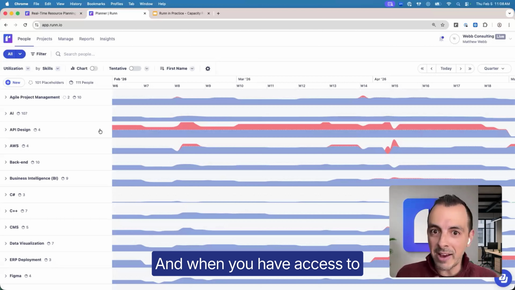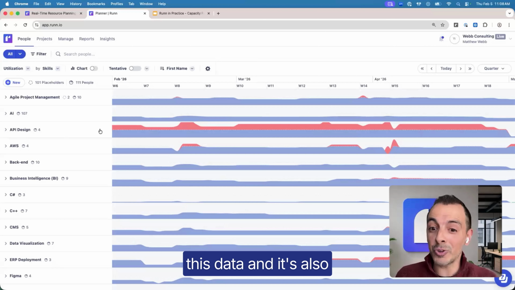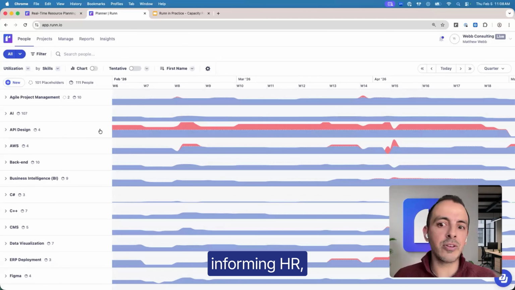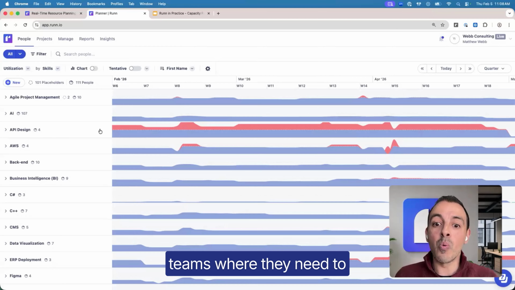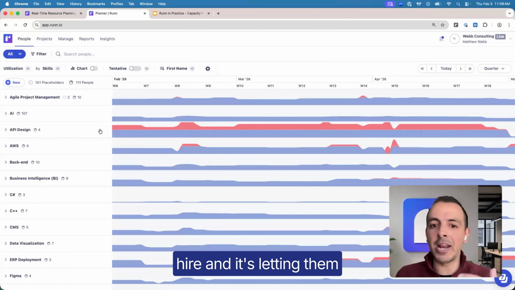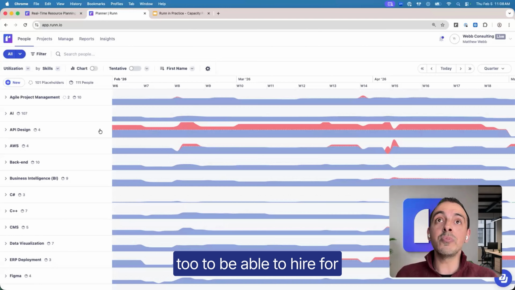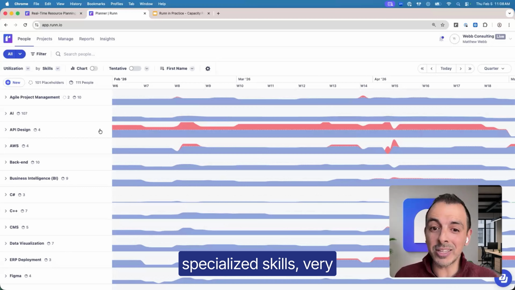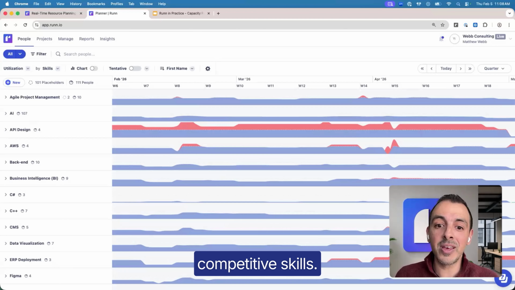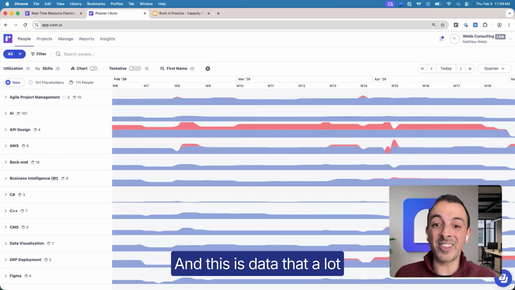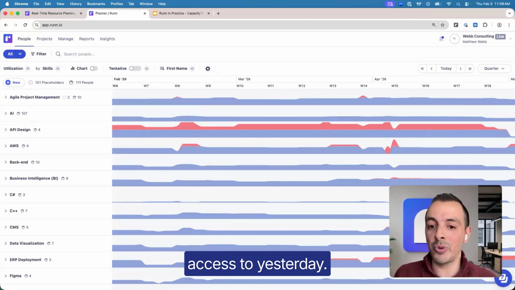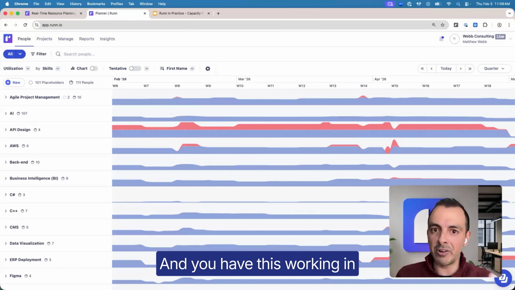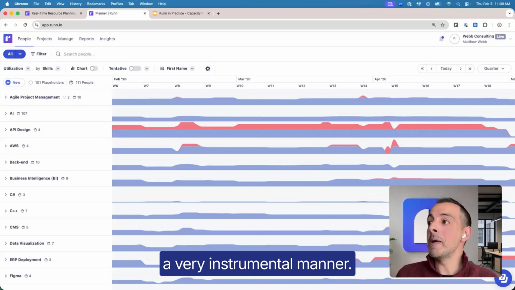When you have access to this data and it's also updated in real time, it's informing HR, it's informing recruitment teams where they need to hire, and it's letting them get out in front of this, to be able to hire for what can often be very specialized, very competitive skills. And this is data that a lot of them just didn't have access to yesterday. So it becomes quite helpful, and you have this working in a very instrumental manner.